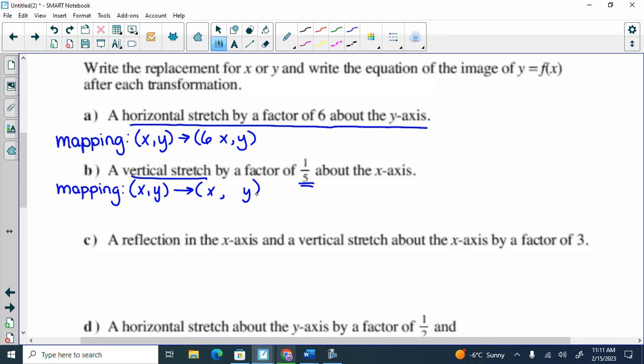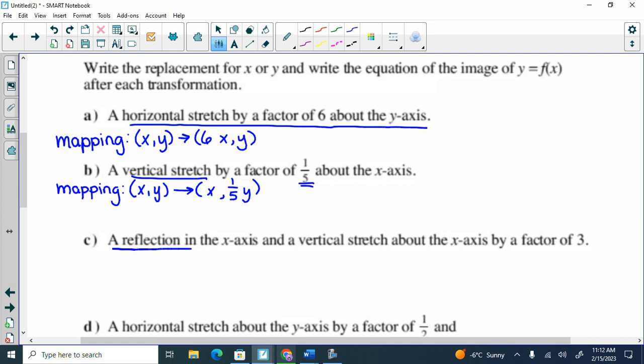What's great about vertical? Stays the same. Equation, words, mapping, right? So if it's 1/5, it's 1/5 in the equation. It's 1/5 in words, it's 1/5 in mapping. Verticals are the best. Their translations are always what they are. Their stretches are always what they are. Horizontals are the flippers. Okay?